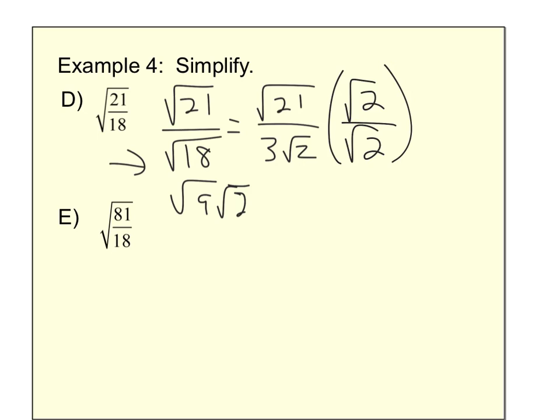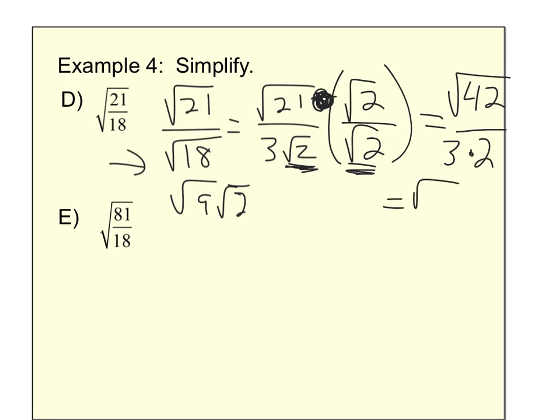Okay, here's what that does. Top, square root of 21 times square root of 2. That's multiplication, so it'd be square root of 42. Bottom, I have square root of 2 times square root of 2. I still have that 3, so I bring it along. Square root of 2 and square root of 2 just becomes 2. So it becomes square root of 42 over 6. There's my answer. That's a 6.